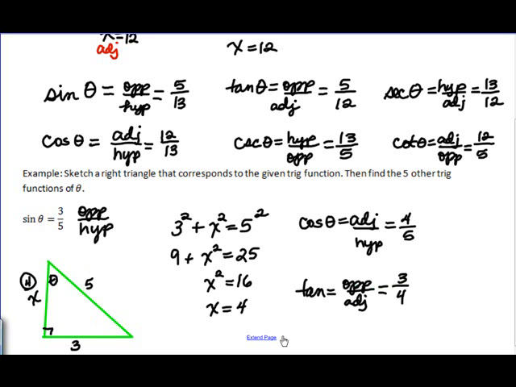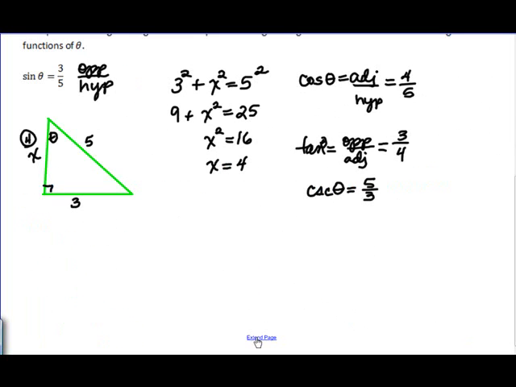And then the reciprocals, so we know that cosecant is the reciprocal. Oops, I left out my theta there, tangent of theta. Cosecant of theta would be the reciprocal of sine, which would be 5/3. Secant of theta is the reciprocal of cosine, which would be 5/4. And then cotangent theta is the reciprocal of tangent, which would be 4/3.